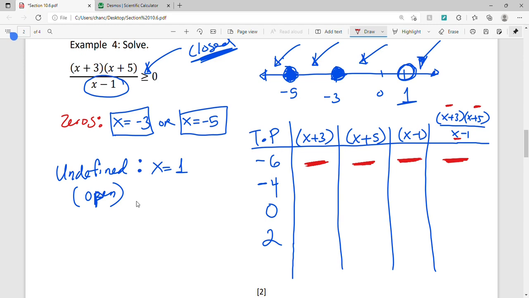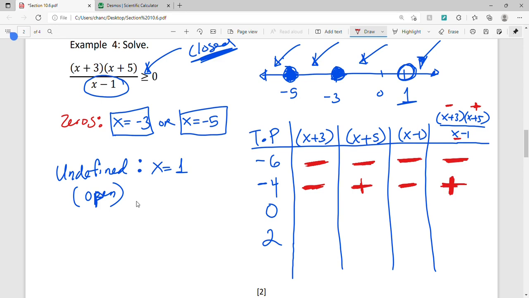Let's look at the second row. We have negative 4 plus 3. That's a negative. Negative 4 plus 5, that's a positive. Negative 4 minus 1, that's a negative. And so this changes up the right side a bit. We have a negative times a positive divided by a negative. That's going to give us a positive. So the sign is different at the end.